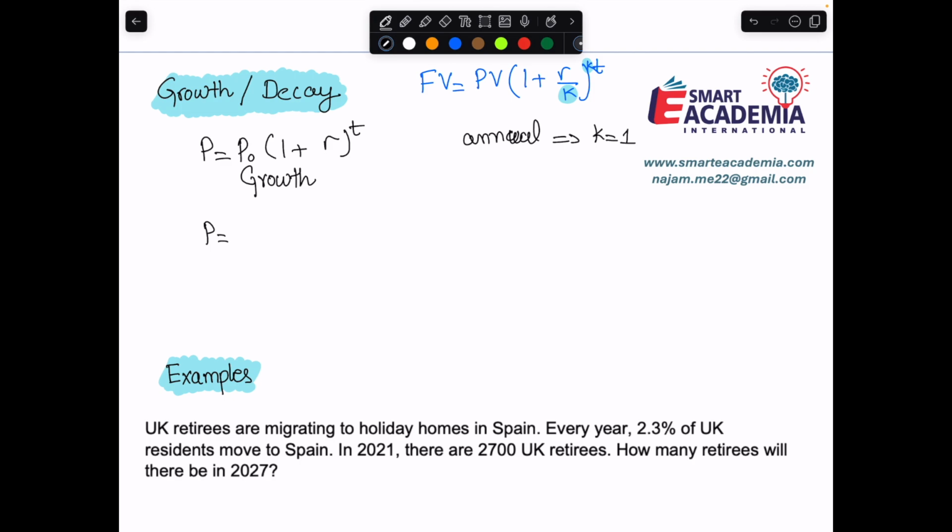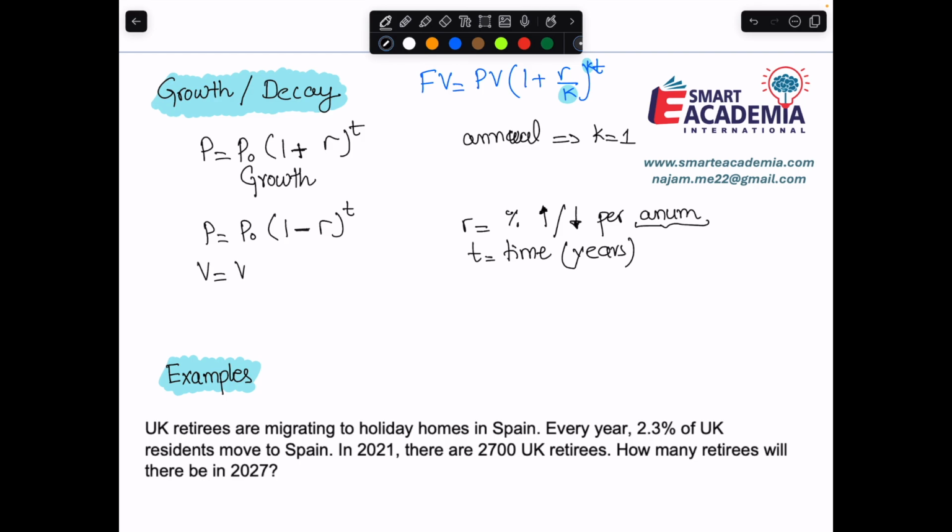When it comes to the decay formula, the only difference is (1 minus r) to the power t. If it's a plus, there will be exponential growth. If it's a minus, it will be exponential decay. This is another application for a geometric series, where r is the percentage increase or decrease per annum, and t is the time in years. This can be population growth, bacteria growth or decay, salary increase or decrease. We can have V equals V naught (1 minus r) to the power t, which tells you the value, or A equals A naught (1 minus r) to the power t, where A could be the amplitude, whatever variable, but the structure of the formula will be the same.